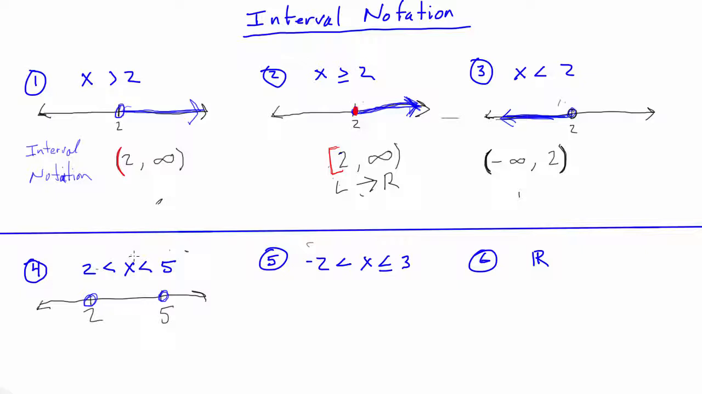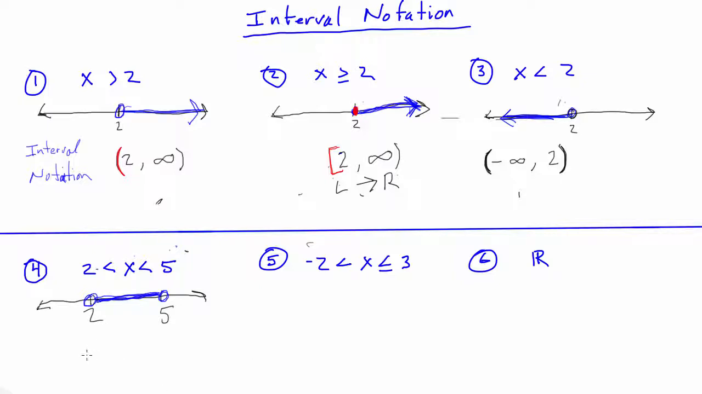And this says that x is between 2 and 5, so we're only going to graph the numbers between 2 and 5. There we go. All right, so let's take a look at what this would look like in interval notation. Well, it's exactly the same as above, left to right, as we indicated up here.